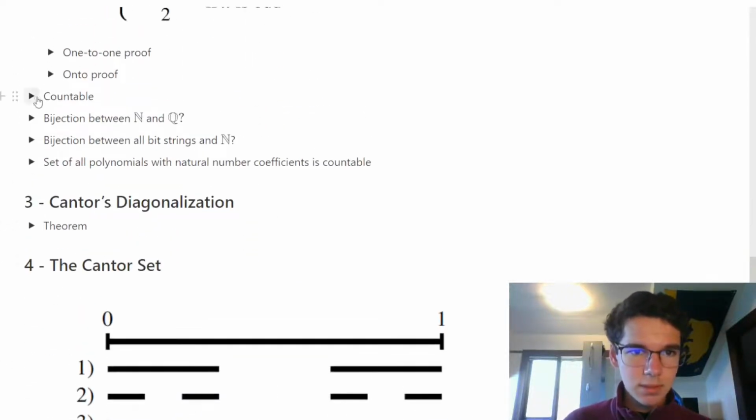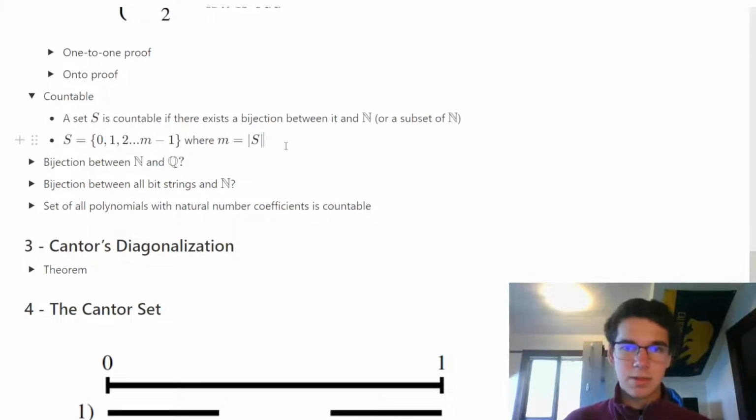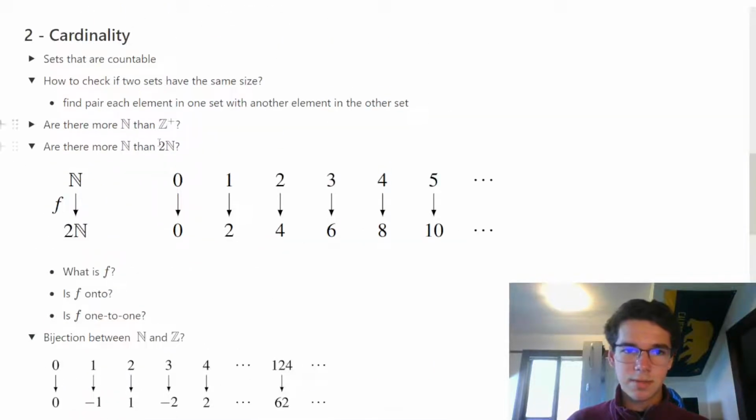And now we're going to go over what it means to be countable, which we sort of hinted at earlier. So a set S is countable if there exists a bijection between it and the set of natural numbers, or a subset of the natural numbers. And I think that sort of makes sense. That's what the set of natural numbers is, the set of naturally countable numbers. So if we can map our set S to those numbers, then we know we can count it. And as you've seen, we've been comparing everything to the set of natural numbers so far.